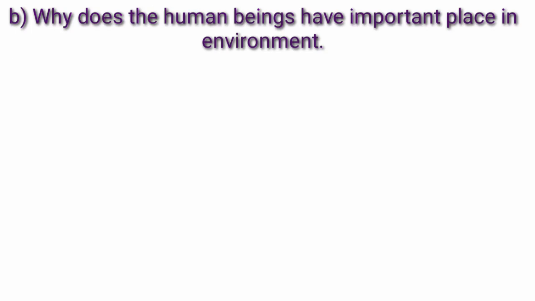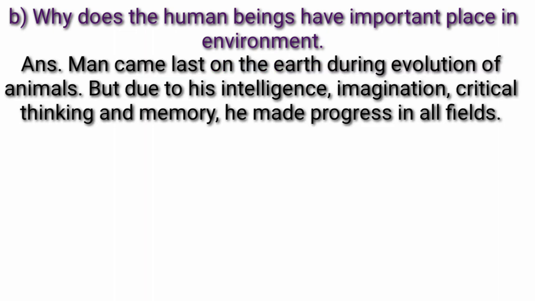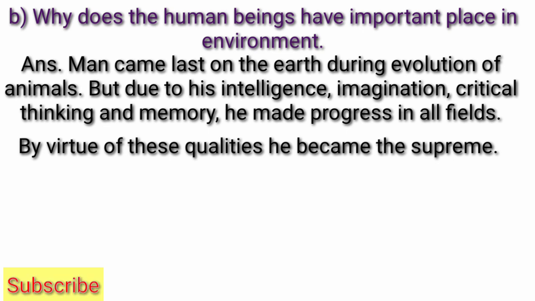Question B. Why do human beings have an important place in the environment? Answer. Man came last on the earth during the evolution of animals, but due to his intelligence, imagination, critical thinking, and memory, he made progress in all fields. By virtue of these qualities, he became supreme.